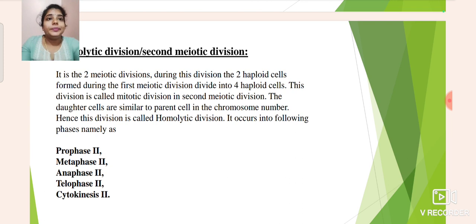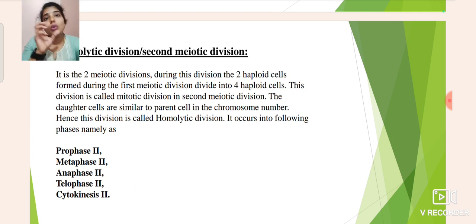In the mitotic division, the two haploid cells formed during the first meiotic division divide, and the two haploid cells form four haploid cells, which we call the homotypic division. So this division is called the mitotic division, or also the second meiotic division. Two haploid cells form four haploid cells, called the homotypic or mitotic division. The daughter cells have a chromosome number similar to the parental chromosome number.